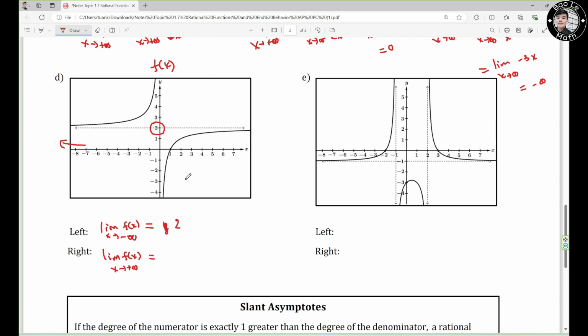Now for this one, s approaches positive infinity, so it goes this way. The function is going to be like this, so the y value approaches 2.